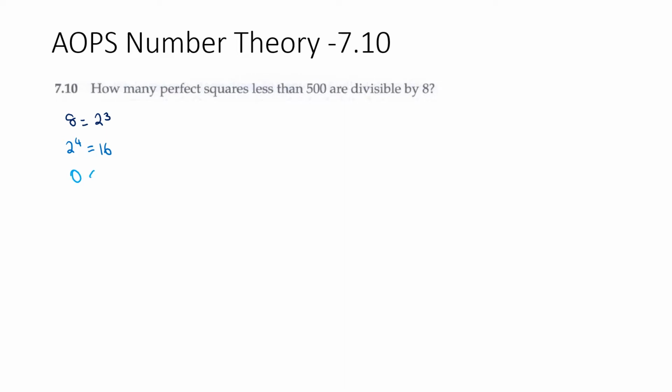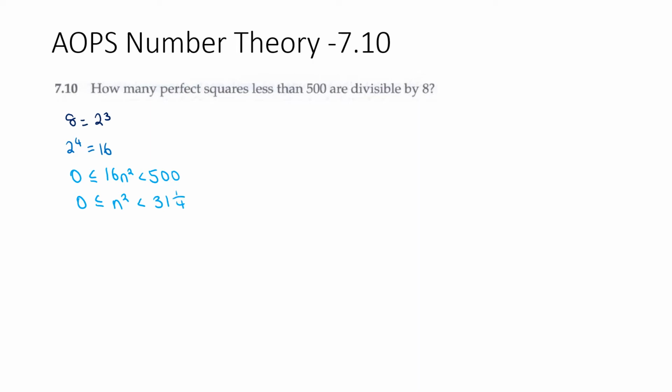So 0 is less or equal to 16n squared, which is less than 500. So if we divide by 16, we have 0 is less or equal to n squared, which is less than 31 and 1 over 4.